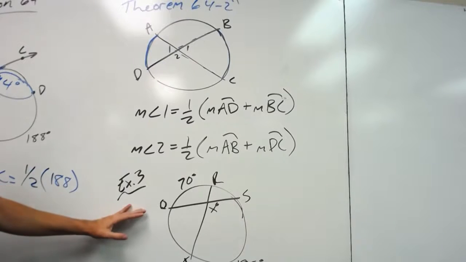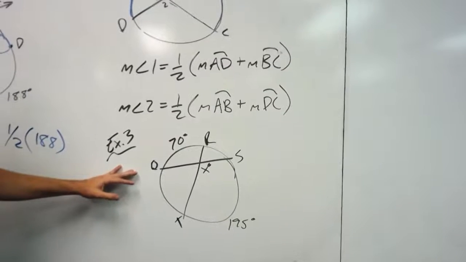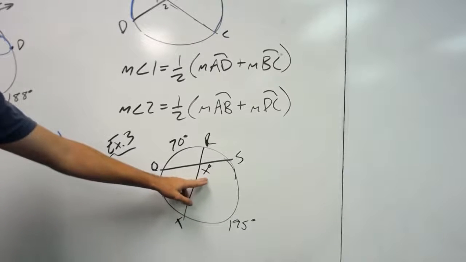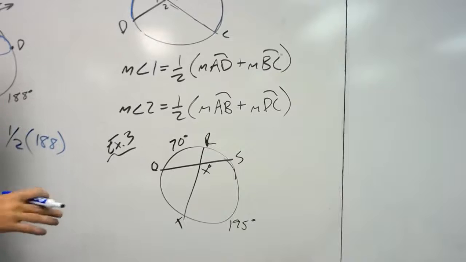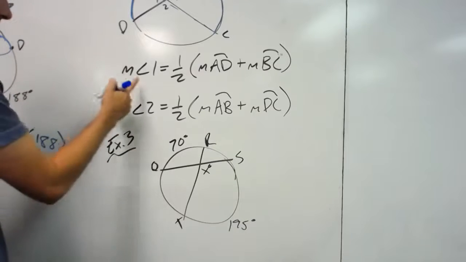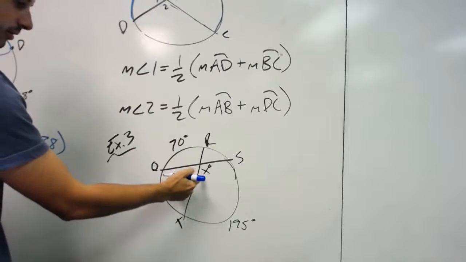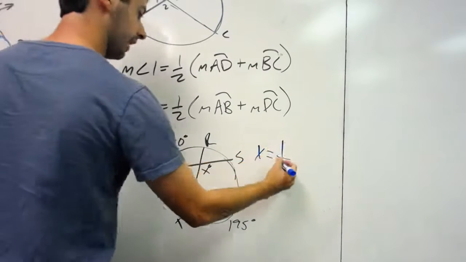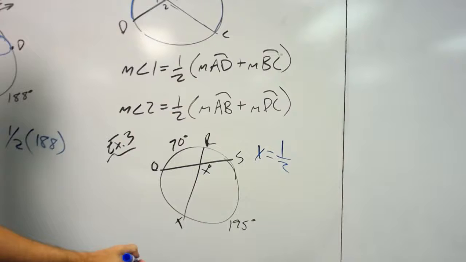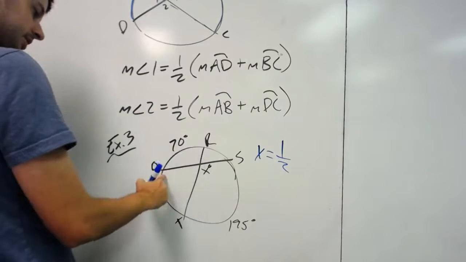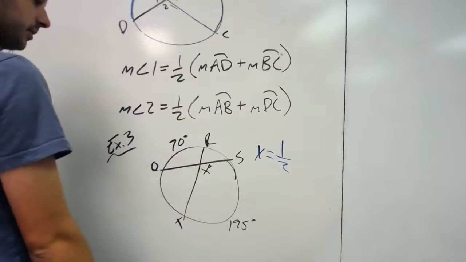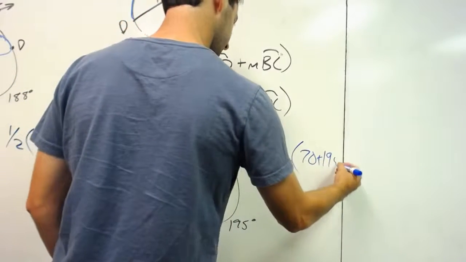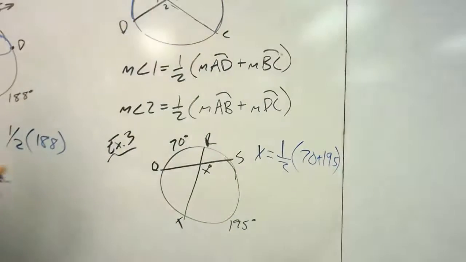So let's look at example 3, one example together, because I think you'll get the idea from here. It wants us to find x. How do we find this degree? Well, looking back at theorem 64-2, it says that this angle, angle x, is equal to half of the sum of the intercepting arcs. Here's an intercepting arc, here's the other one. So half the sum of 70 plus 195 would be angle x.